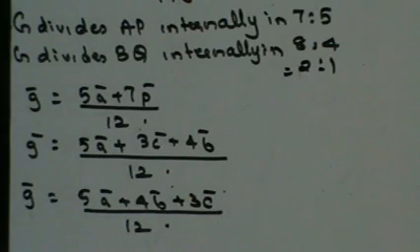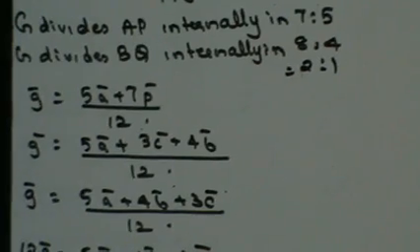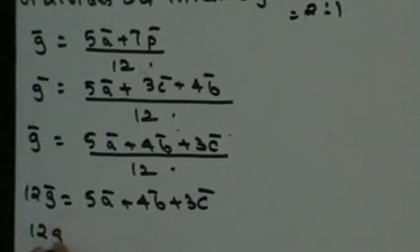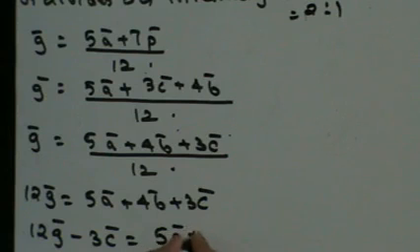Next, they've asked you to find the ratio in which CG bisects AB. Right? Now, from this equation I can say 12G vector is 5A vector plus 4B vector plus 3C vector. I want A and B together. So I can say 12G vector minus 3C vector is 5A vector plus 4B vector.